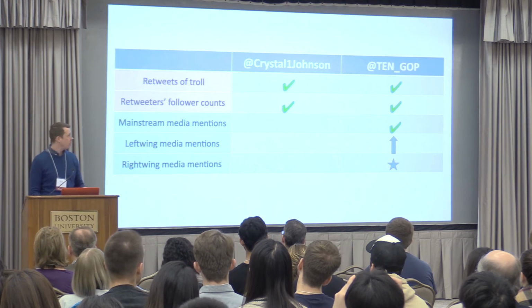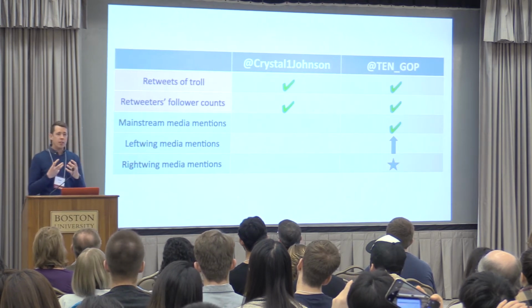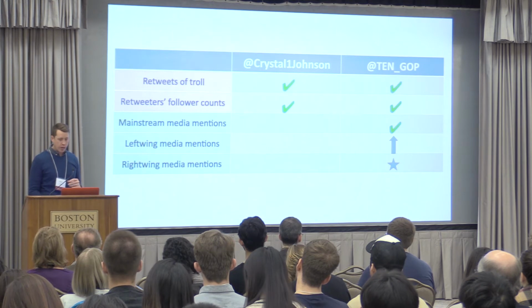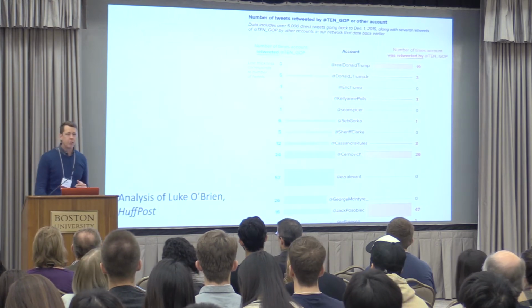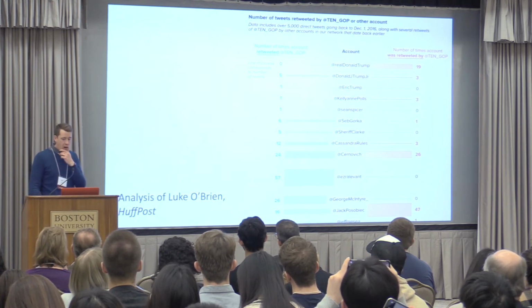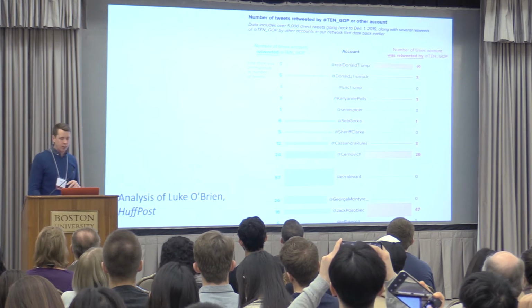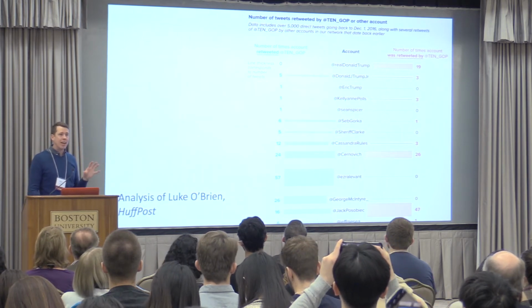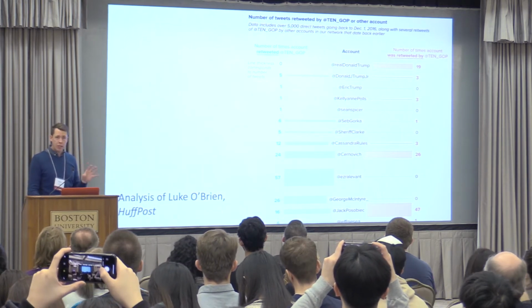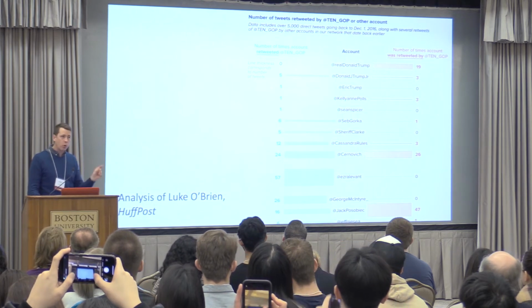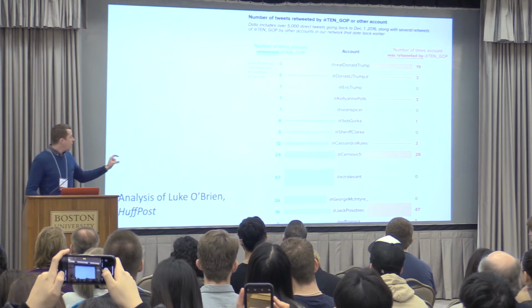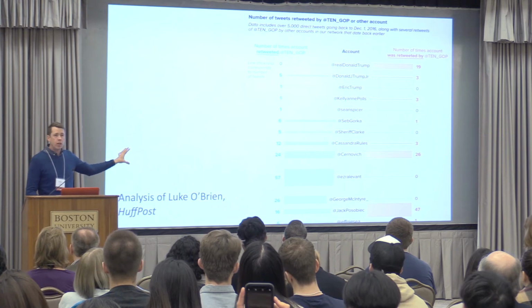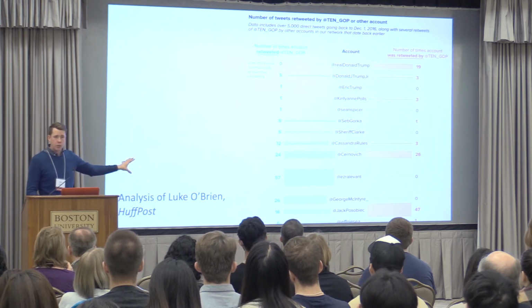I want to go back to that key finding about the size of retweeters' follower accounts. This is a study by a journalist, by Luke O'Brien at Huffington Post, although we've looked in our data and found some similar things, that looks at interactions between 10 GOP, that particular purportedly conservative account, and prominent figures in the alt-right, far-right during 2016.